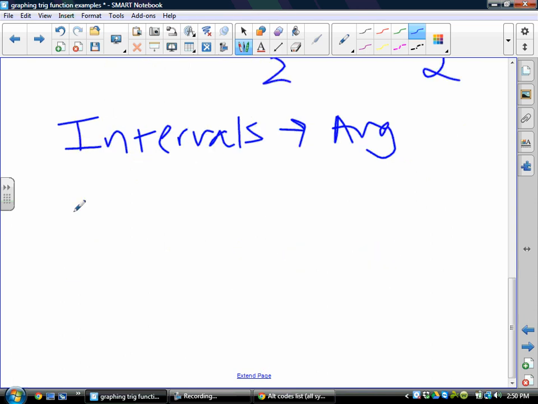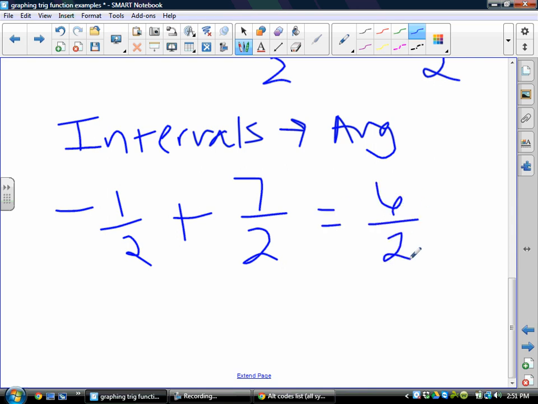Okay, so we have negative pi over 2, I'm just going to call it negative 1/2, and we'll stick the pi back in later. Plus, the end is 7 pi over 2, or just 7 over 2. If I add those together, you get 6 over 2, which is really 3, right? 6 divided by 2 is 3. So when I add them together, I need to divide my 3 by 2, which gives me 3 over 2.